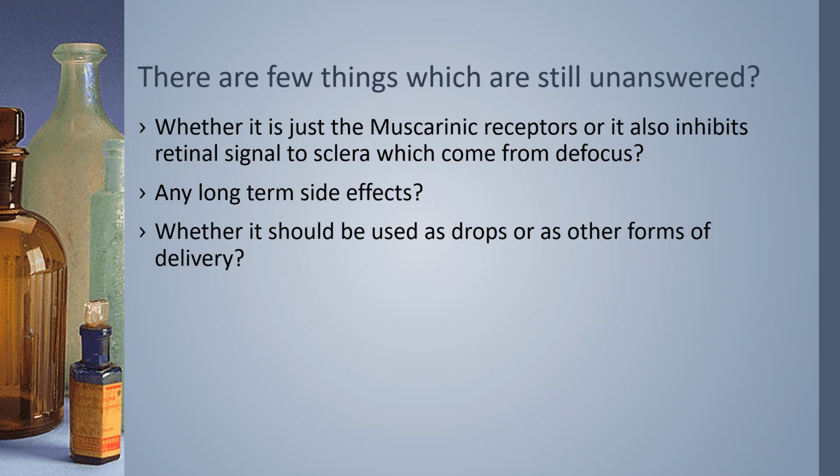Whether there are any long-term side effects or not, there is a good study. I mean, it is against the fact that atropine works in the long term, but it does tell that the ATLAS study shows there are no real long-term side effects of low concentration atropine. Whether it should be used as drops or as other forms of delivery, whether it can be given directly injected, and what should be the frequency. Now, recently I stumbled upon an article about a once a month or once a week dose of atropine 1%.